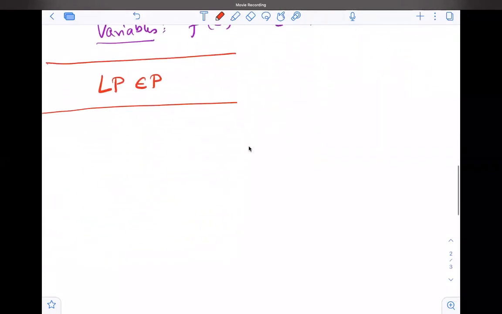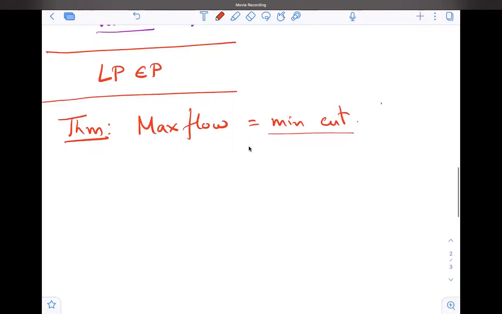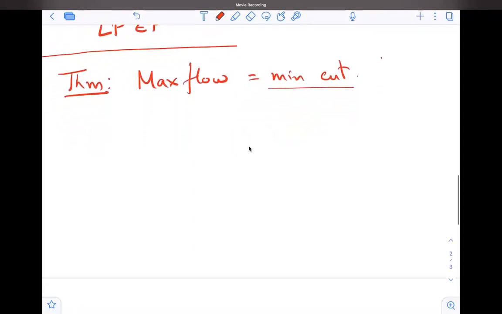Okay, first of all, let me write the theorem. You guys also know the theorem. What is the theorem that you know? That max flow equals min cut. Now this is something you have done from your previous class, but I'm not asking you to prove it; I'm just trying to understand what this statement is saying. What is a min cut? Do you know what the min cut is?